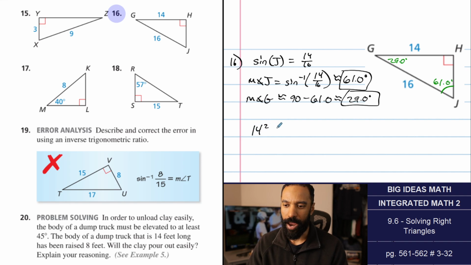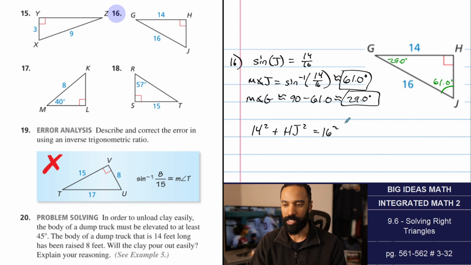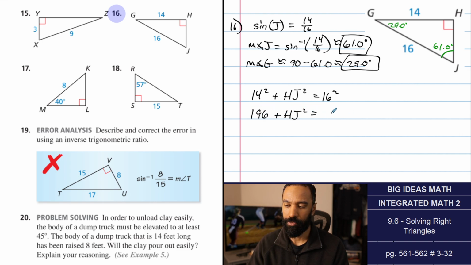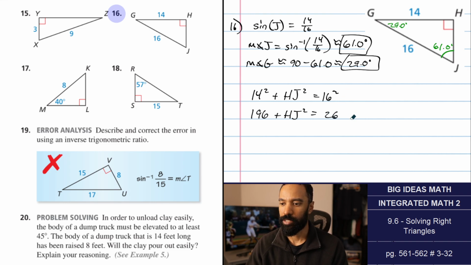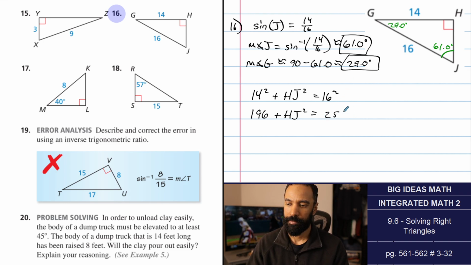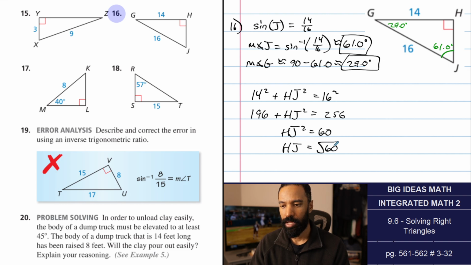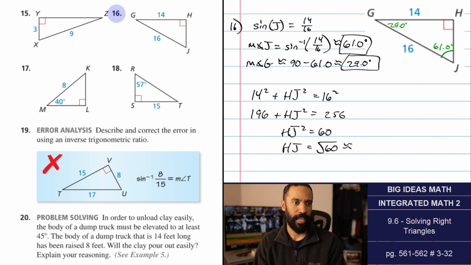So 14 squared plus HJ squared equals 16 squared. Let's make sure we get as exact as possible without making any other mistakes. 196 plus HJ squared is 256. Not 266, 256. Subtract 196 from both sides. I think that's 60. So HJ is the square root of 60. So that's about, well, 2 root 15. Square root of 60. And normally I was kind of doing that first.